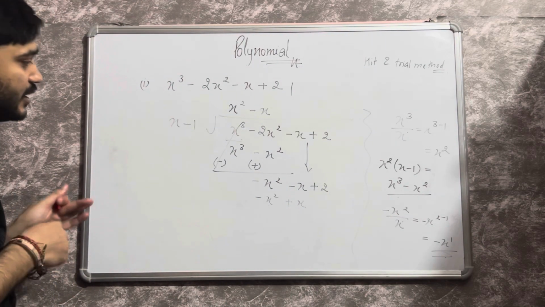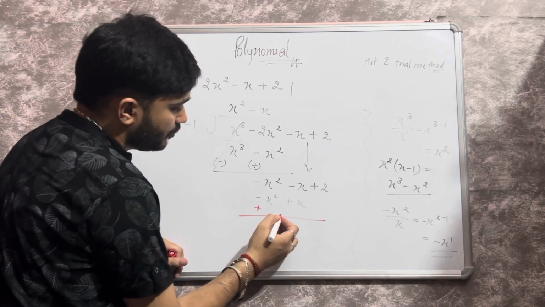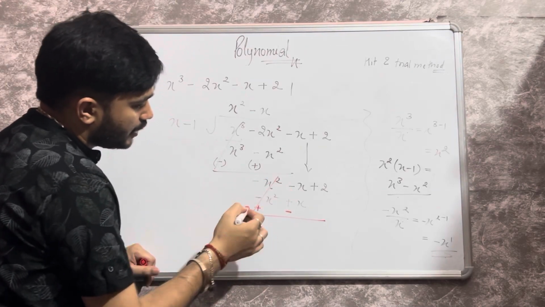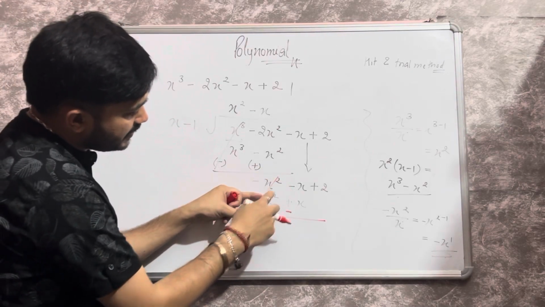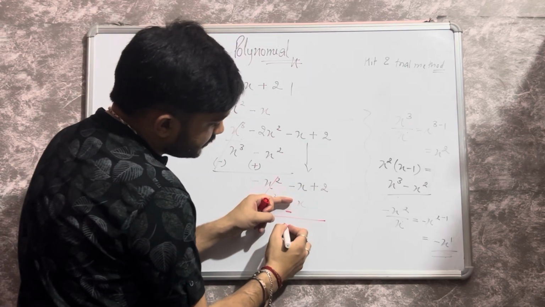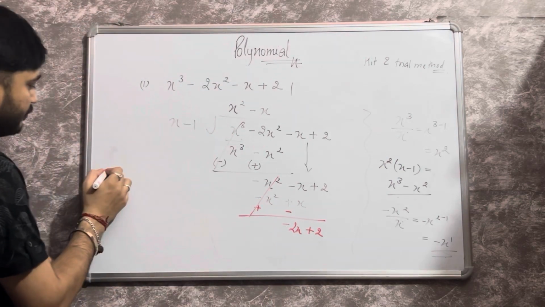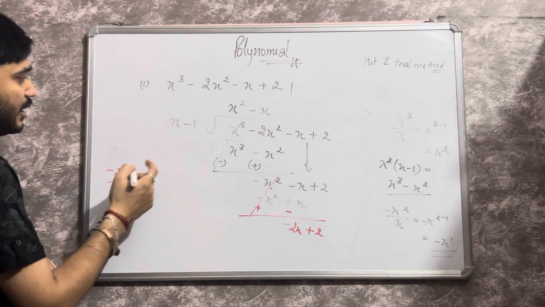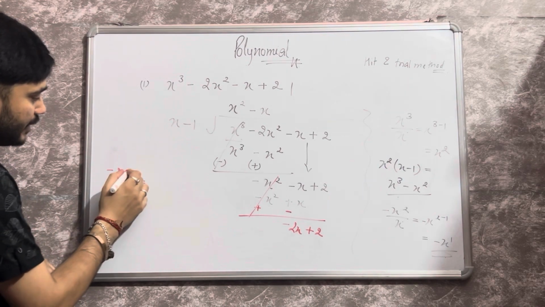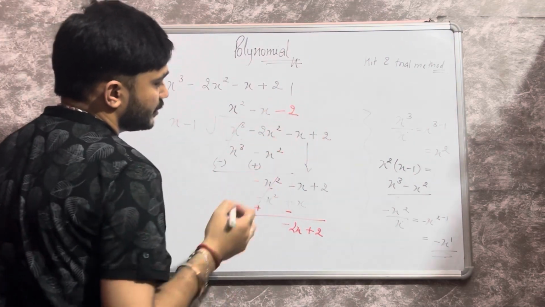Now change the sign of the lower terms. Here the sign is minus, so it will be plus here, and here it will be minus. We are going to cut out these two terms because minus x square plus x square will be 0. Here it will be minus 2x plus 2. Now take the first term, that is minus 2x, and divide it with the first term of the divisor, that is x, and you will get minus 2. So I am going to write here minus 2.